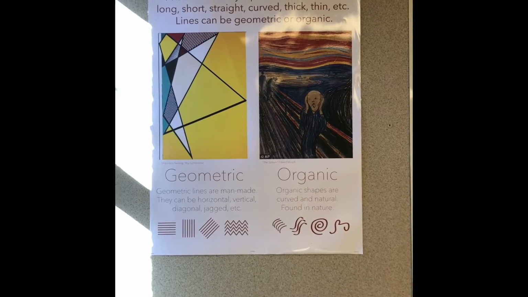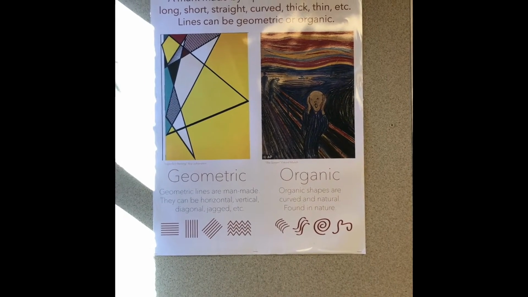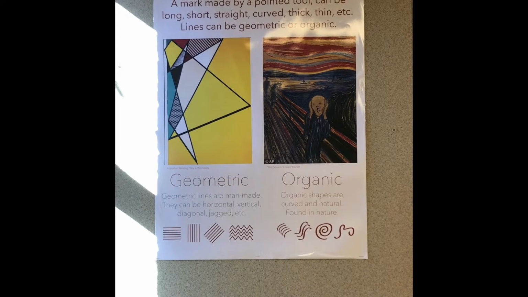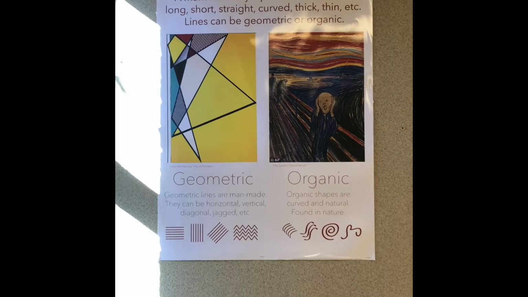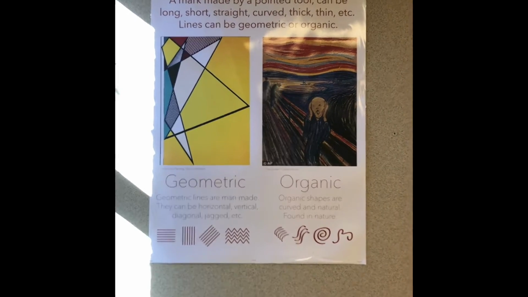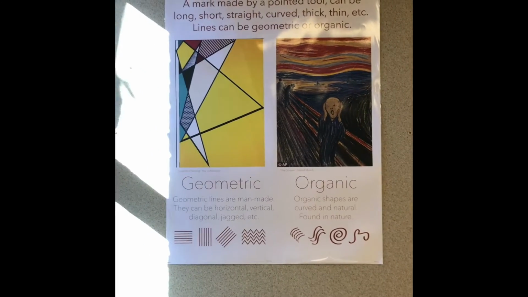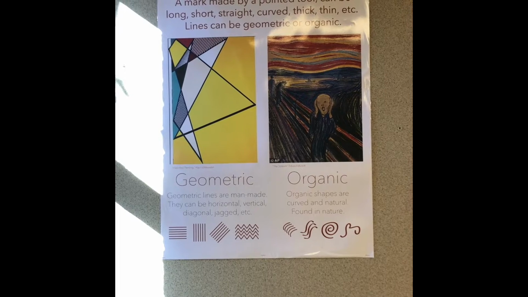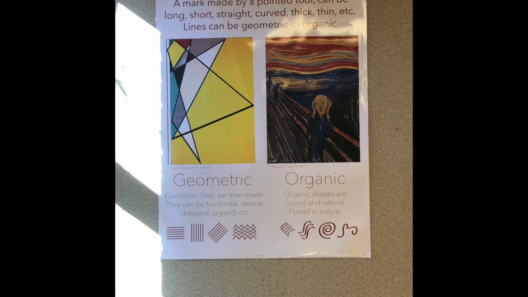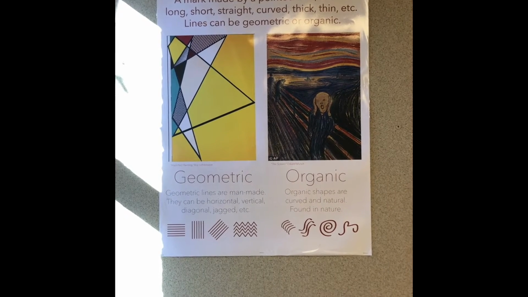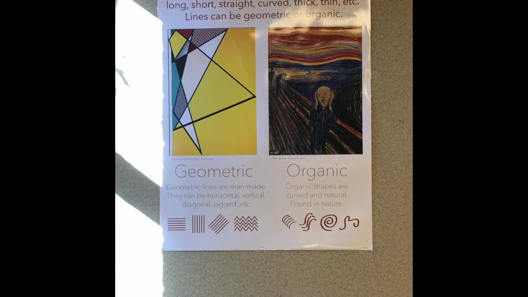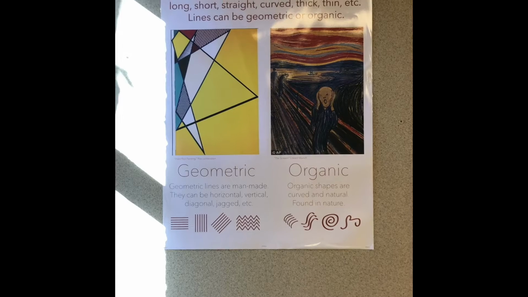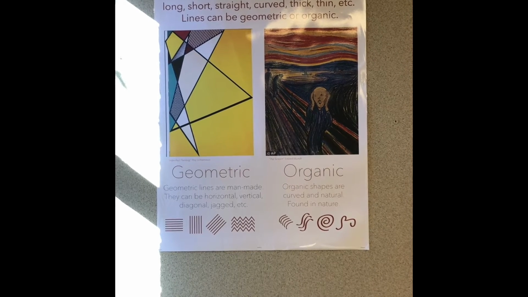Okay, friends, here's my art element poster about the element of line. What does it say? What is a line? Let's read it together. A line is, ready, a mark made by a pointed tool. It can be long, short, straight, curved, thick, thin, etc. Lines can be geometric or organic.